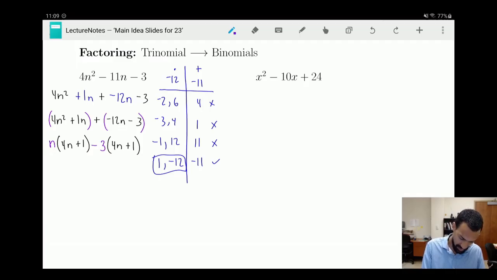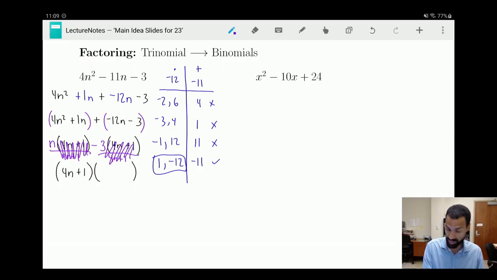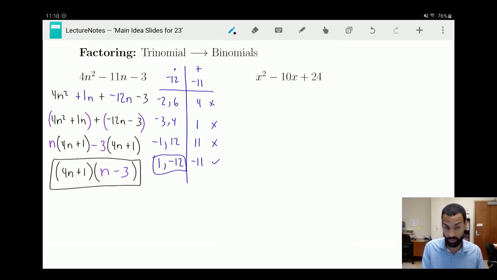So 4n plus 1 is now my common factor, so you know where you put that. You put that out in the front. And then you have some blank parentheses where you put the leftovers. If I divided out a 4n plus 1 here, this is gone, leaving me with n. And if I divided this by 4n plus 1, these are gone, leaving me with minus 3. So n minus 3 goes in the remaining parentheses. So there we go, we have factored it: 4n plus 1 times n minus 3.